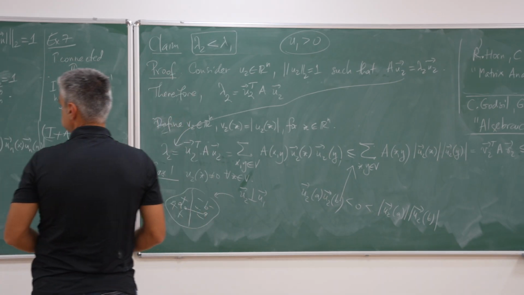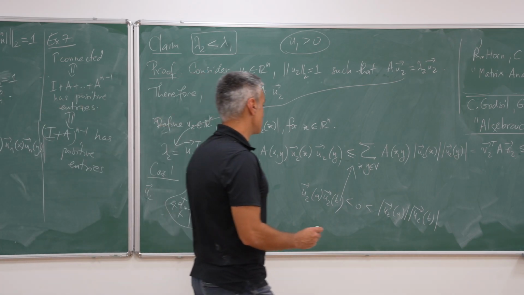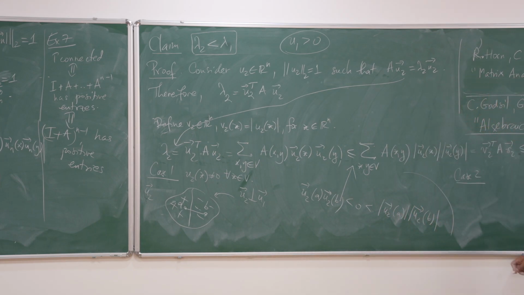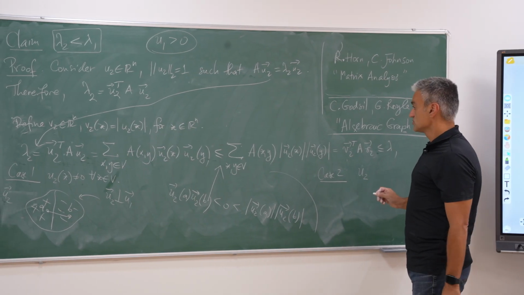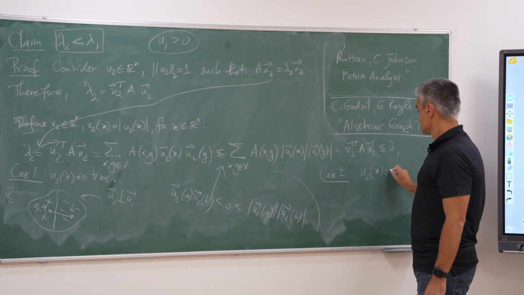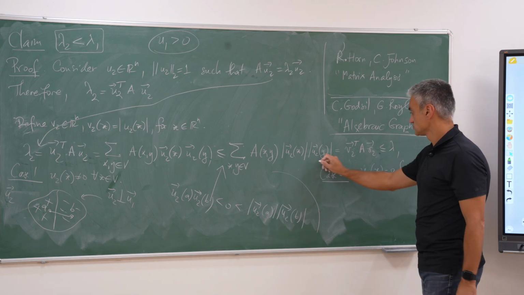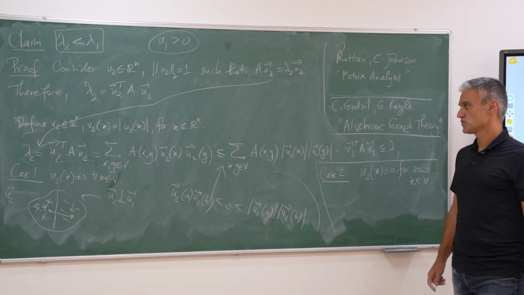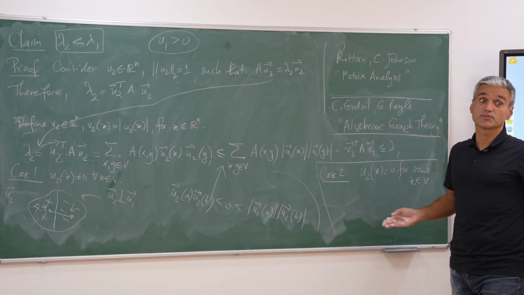Okay, so obviously case one is the easier one, but you know, not everything in life is easy like case one. So you have also case two. There is a possibility that this u2(x) may be 0.